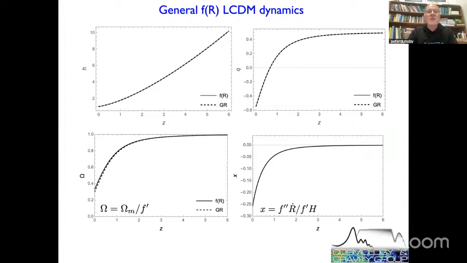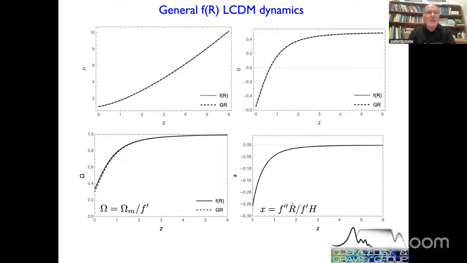So the top left panel is the evolution of the Hubble rate or the Hubble parameter. And of course, that has to be exactly the same as GR, because that's how we've constructed our model as being the same as lambda CDM. And likewise, Q has exactly the right behavior, the same behavior as lambda CDM. The differences arise in the bottom panel.